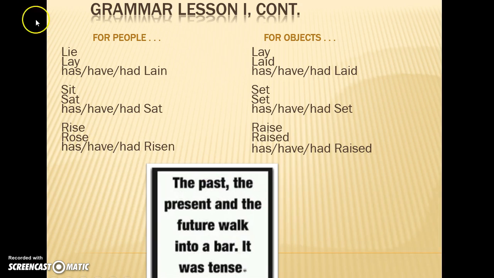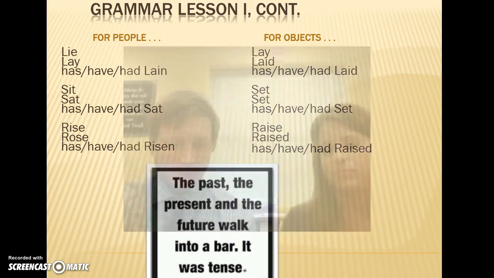You'll see that these verbs are for people. A person will lie down. The person lays. The person sits. The person sat. They rise. They rose. And then for objects, you use lay. So you lay the pencil on the desk. You laid the pencil on the desk. The same for set: you set the book down after you finished it. You set it down again. And an object raises. So that's how you know the difference between the two, whether it's for a person versus an object.